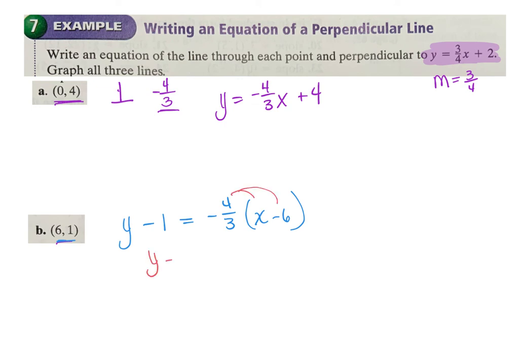Distribute this guy. Y minus 1 equals negative 4/3 x. What is negative 4/3 times negative 6? Right, and I can reduce it to 8. Yeah, so it ends up being 2 times 4 there. All right? I'm not done. Slope-intercept, what do I need to do? Add my 1.